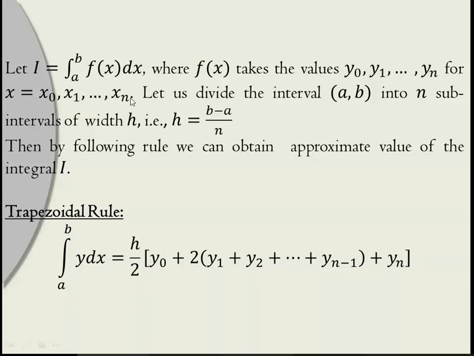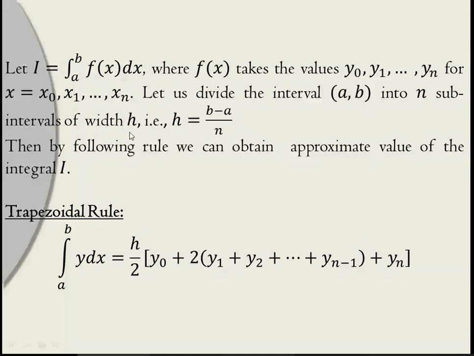Then what are these x0 to xn? These we get by dividing this interval a to b into n subintervals. First take this interval a to b, divide it into n subintervals. And what is the width? We take width as h. So what will be h? Subtraction of b and a divided by number of subintervals. That gives us h. So carefully remember what is subinterval, what is the width.